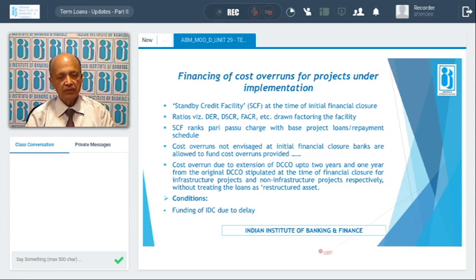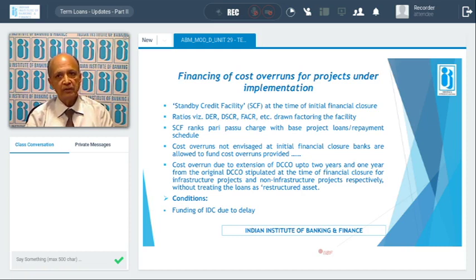The important ratios, all ratios, are drawn after taking into account this facility also. And the SCF ranks pari passu charge with the base project, along with other outstanding.